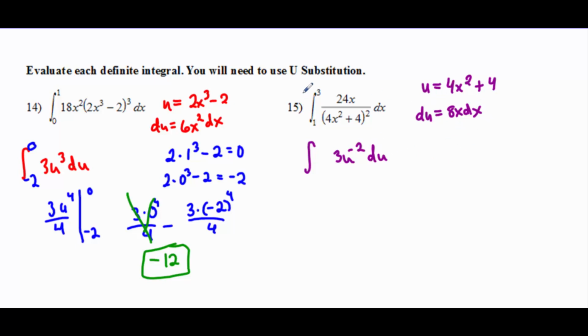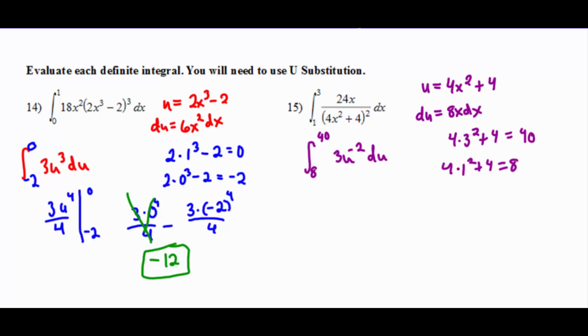And then we need to change 3 and 1. So we need to do 4 times 3 squared plus 4, and 4 times 1 squared plus 4, and see what we get. So that's 9 and 36 plus 4 is 40. This is 4 plus 4, which is 8.